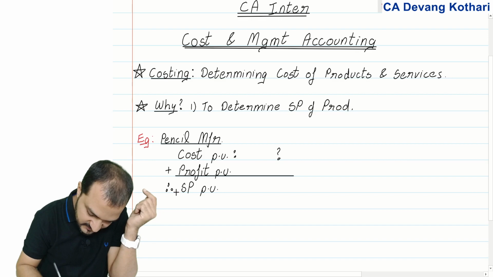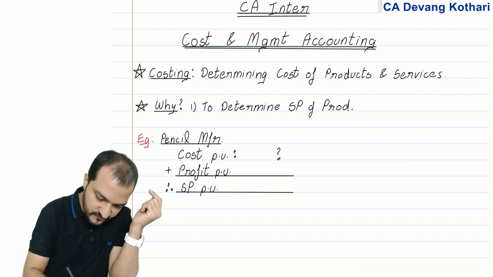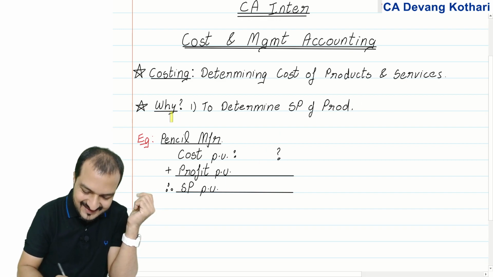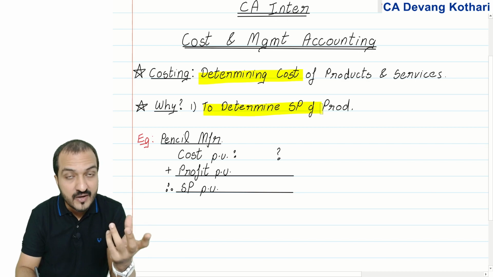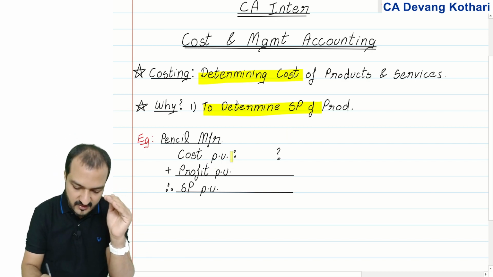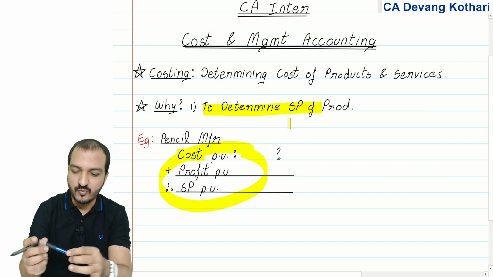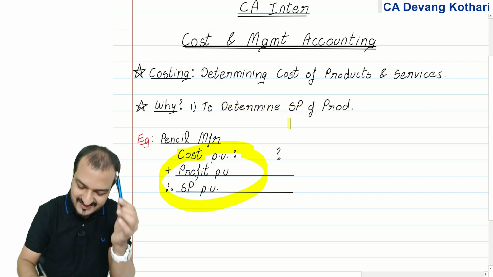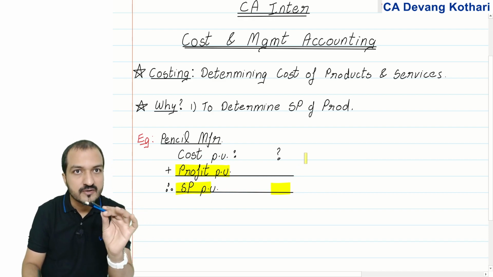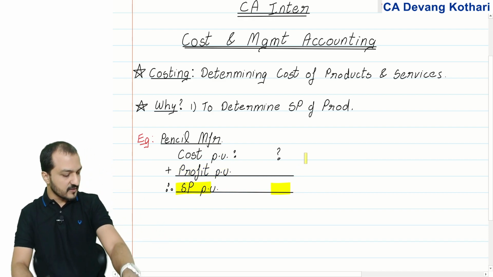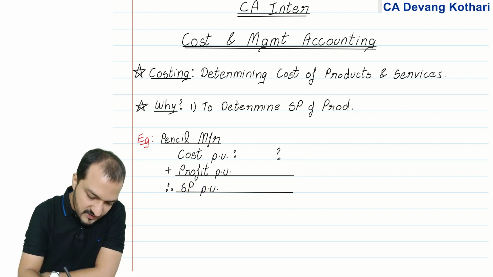Right? This is what you were suggesting. I hope this was what you were suggesting. Like when you say that determining cost is done to determine selling price, it will be determined like this. You identify cost of making this one pencil, add a profit that you wish to earn, so you get the selling price per unit. Right? So far clear?